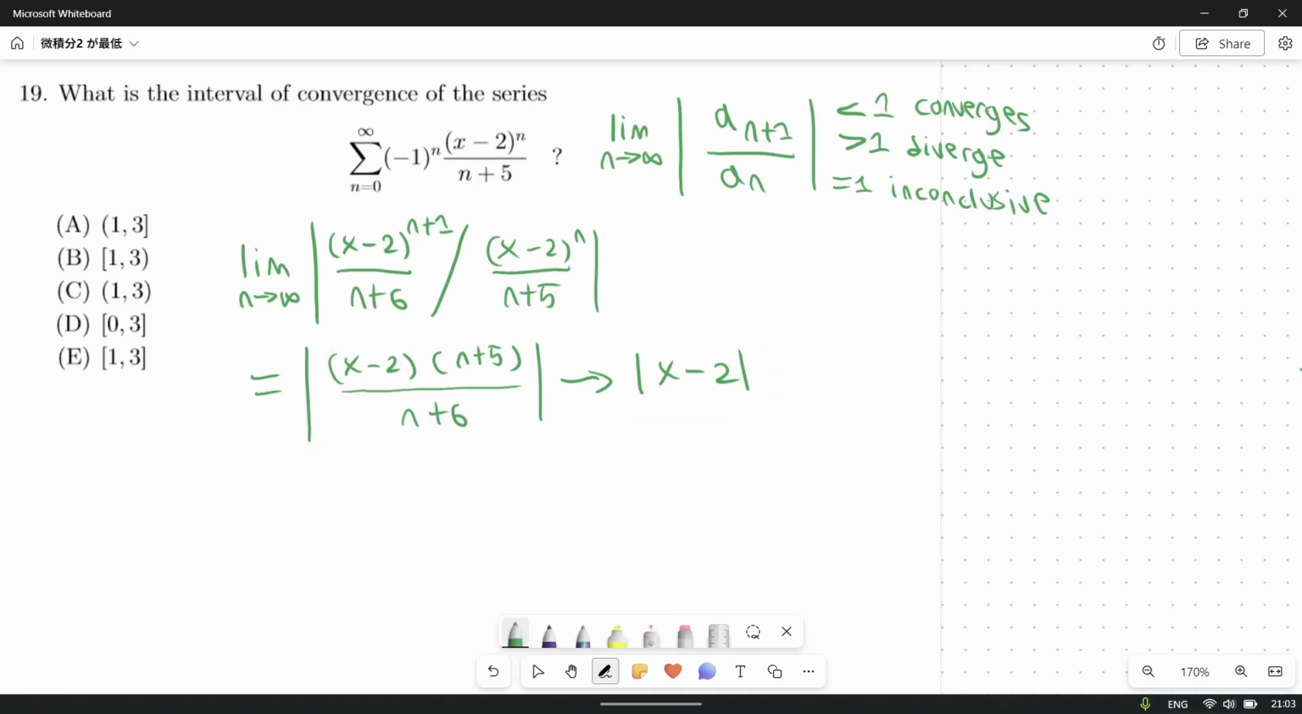And then since the ratio test tells us that it's going to converge if the limit is less than 1, we need to set up an inequality where the absolute value of x minus 2 has to be less than 1.